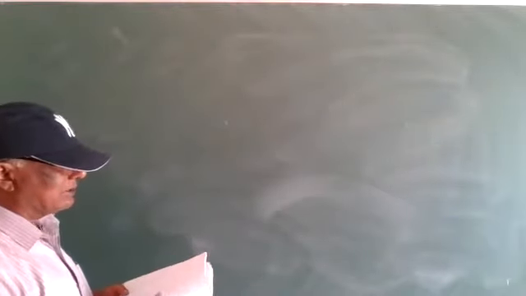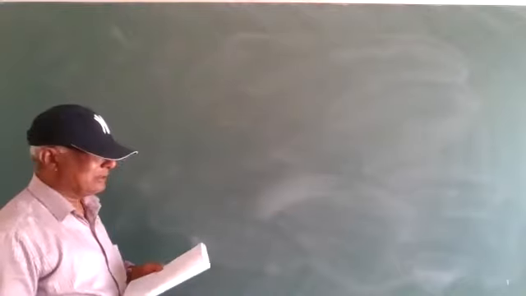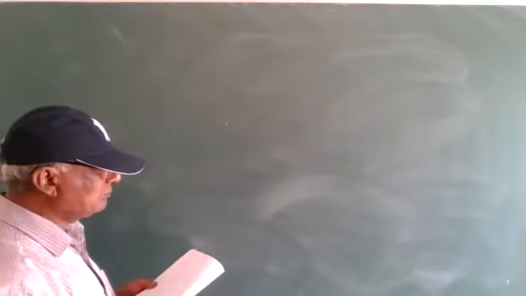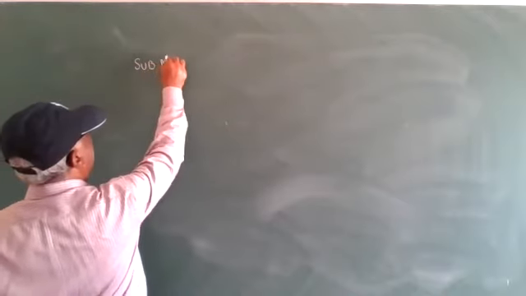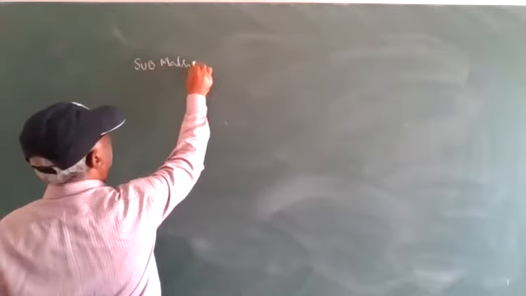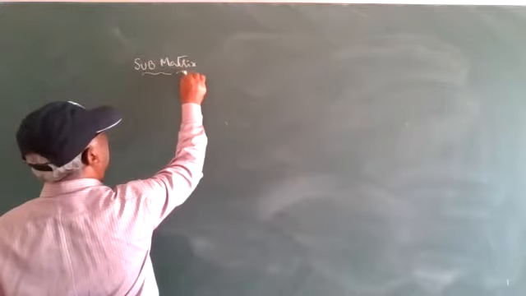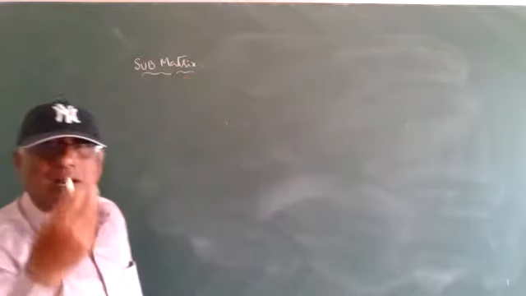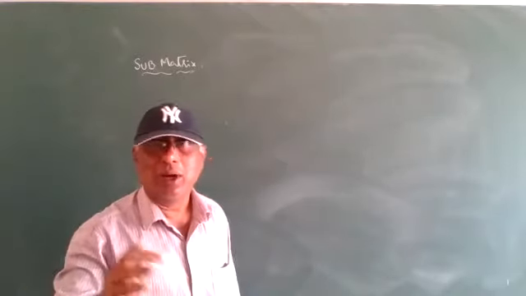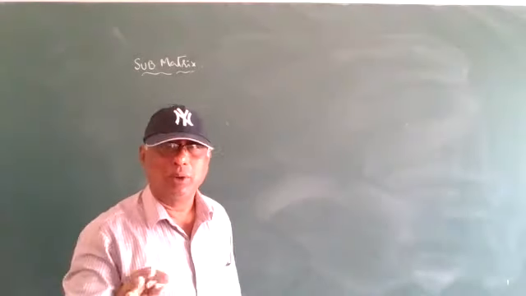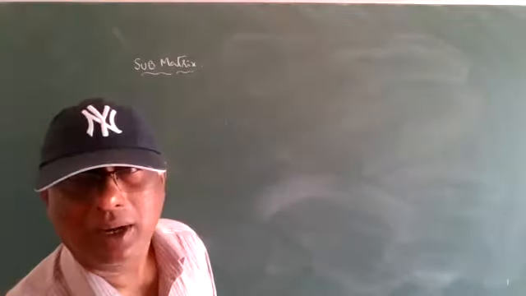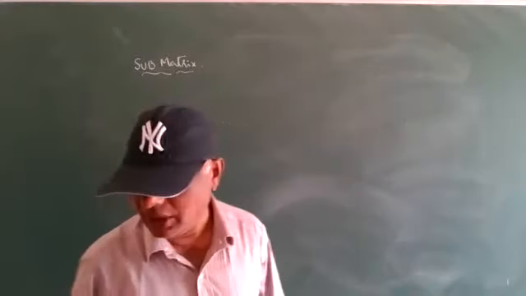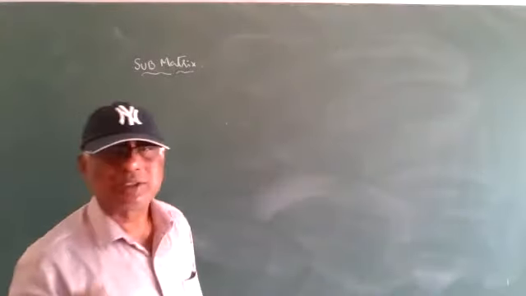Everyone observe. Next is the submatrix. What is a submatrix? In this matrix, any one row or any one column is deleted. A row or column, or both at a time, we can delete. That is called a submatrix.